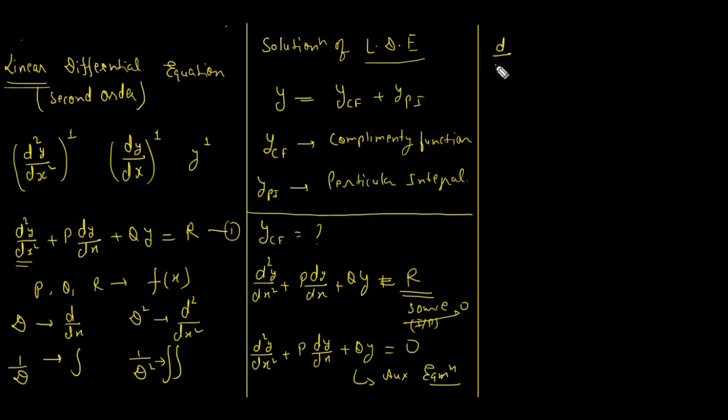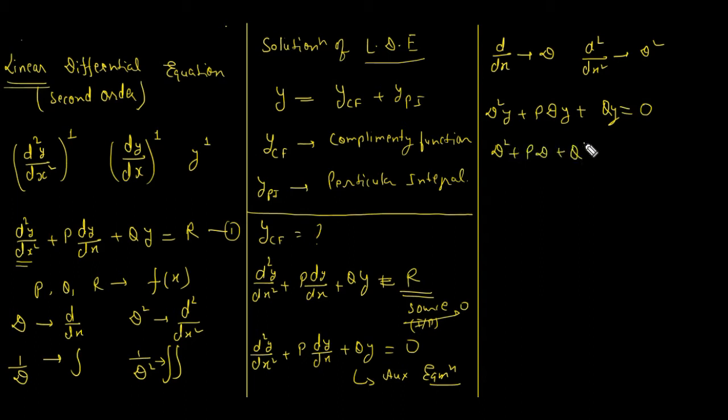In this, if we replace d by dx with D and d2 by dx square with D square, then we have D square y plus pDy plus qy is equal to 0. Take y common: D square plus pD plus q, times y, is equal to 0, and definitely y cannot be equal to 0. This implies D square plus pD plus q is equal to 0.